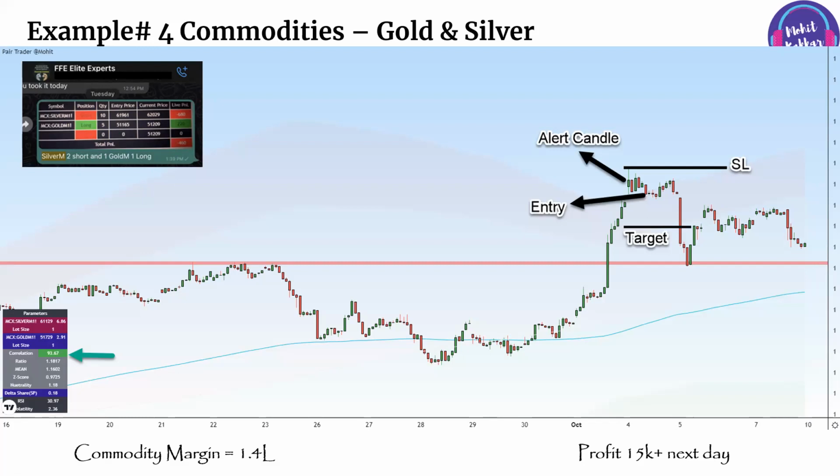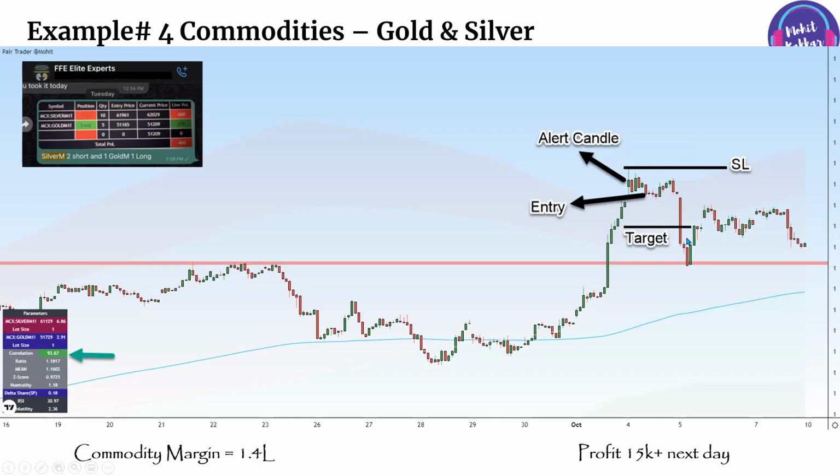So because silver moves 5 rupees up and down, we had 2 lots of silver and 1 lot of gold. Correlation is again good. It went the same way. This was the alert candle where it was above Z score. It broke the low of this candle. This was the entry candle. Stop loss was here.